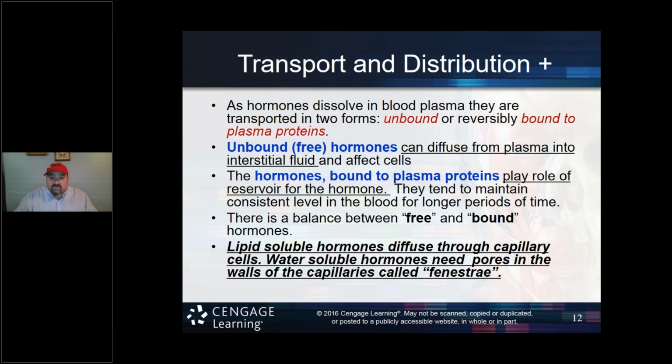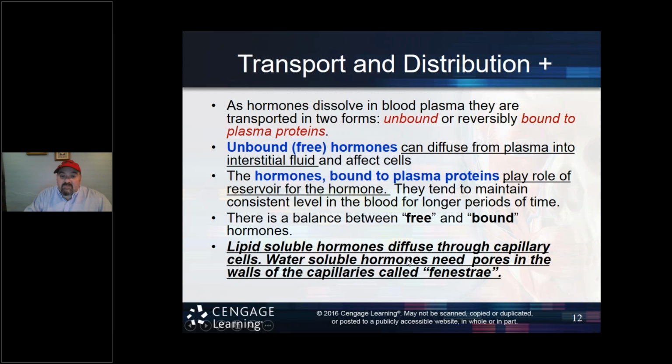The hormones bound to plasma proteins play a role as a reservoir for the hormone. They're holding on to the hormone and allowing for a release or not a release. They tend to maintain consistent levels in the blood for longer periods of time. So there's this balance. Isn't it true that present within the human body there's this delicate balance throughout all different conditions that can be measured and that can be controlled, maintained by the nervous system as well as the endocrine system.